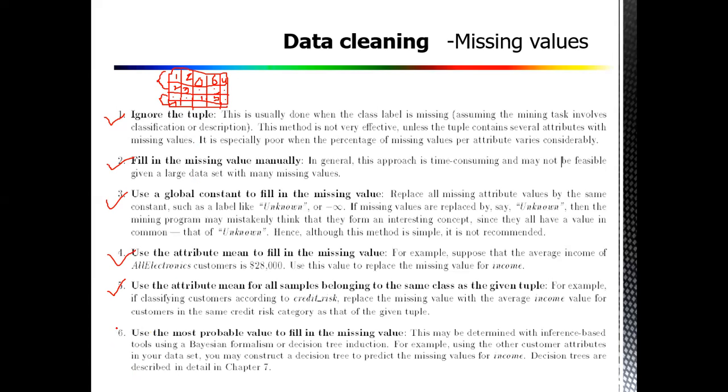Next one is use a most probable value to fill in the missing value. So that is the most frequent value. If suppose 4 is occurring more than 2, 3, 4 times, and it is the most frequent value in this column, then fill all the missing values with 4. That is the meaning of this last one. So I hope you got this point.